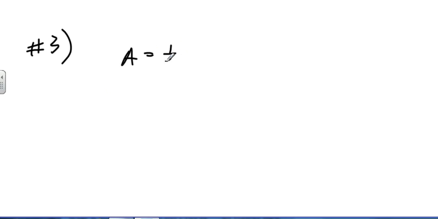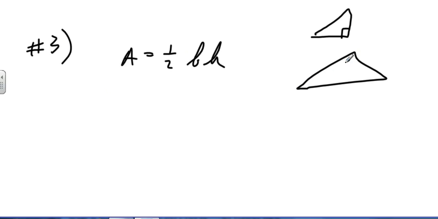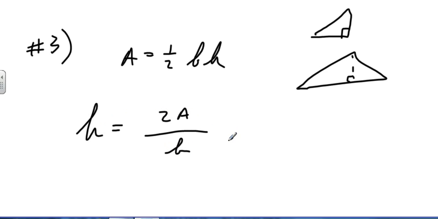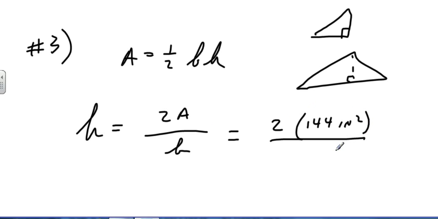Area is 1/2 the base times the height. So this is a triangle, right? It's a right triangle, so area is 1/2 the base, or it doesn't have to be a right triangle, it can look like that. So 1/2 the base times the height. And we want to find the height. So the height is going to be area times 2 divided by the base. 2 times the area, 144 inches squared, divided by 8. Oh, it's in meters. 8.00 meters squared. We'll change the top guy to meters.